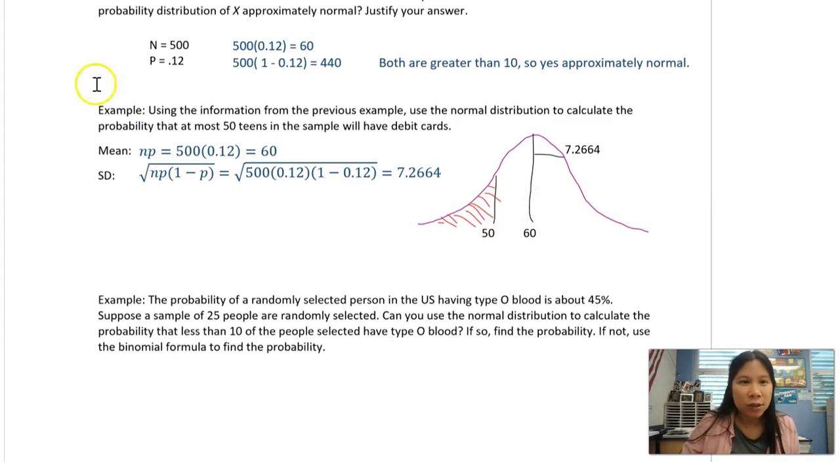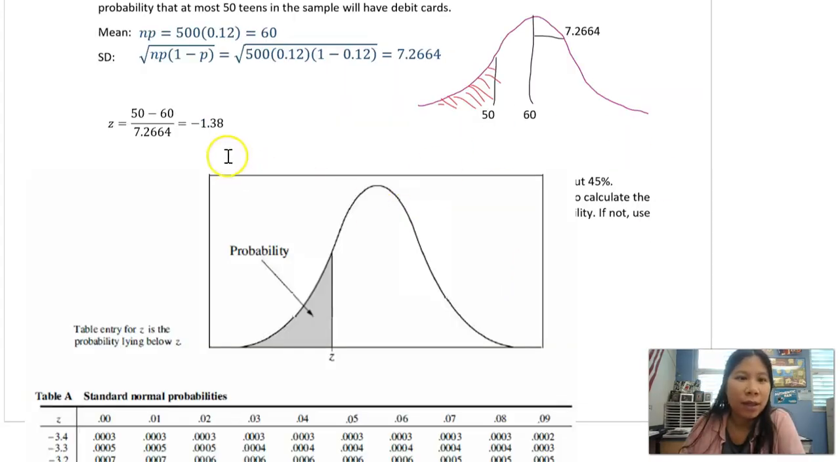So z-score first. Remember, your z-score formula is take your value that they're being asked about minus the mean divided by the standard deviation. When we do that, we get negative 1.38 if I round to 2 decimal places. Remember, using your table, you always want 2 decimal places because your table only tells you z-scores up to 2 decimal places. All right, then looking at our table, we're looking for the z-score of negative 1.38.